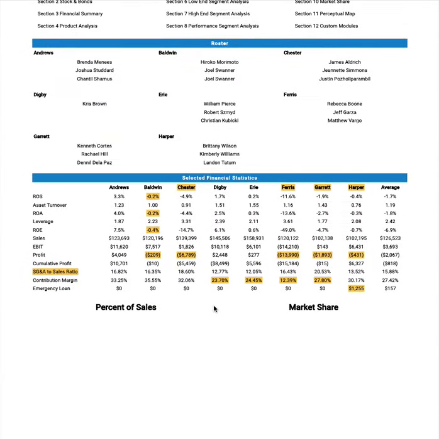Okay, so as I highlighted here, for a couple teams, look at the ratios here: the ROS, ROA, ROE. Team Baldwin, Chester, Ferris, Garrett, and Hopper, those teams, the 3 ratios are negative. So ROS, ROA, ROE means what? Return on sales, return on asset, return on equity, right?